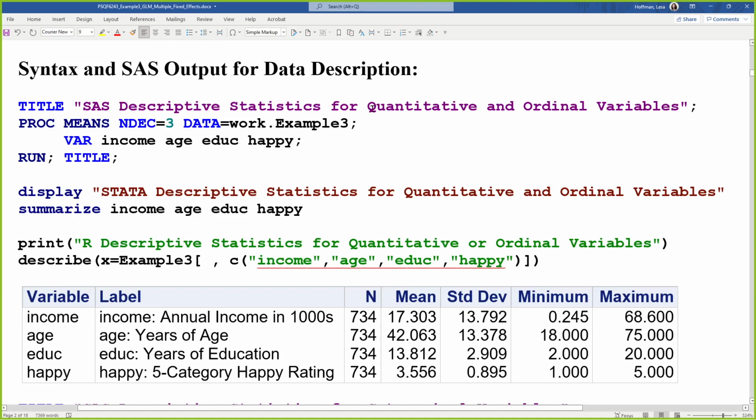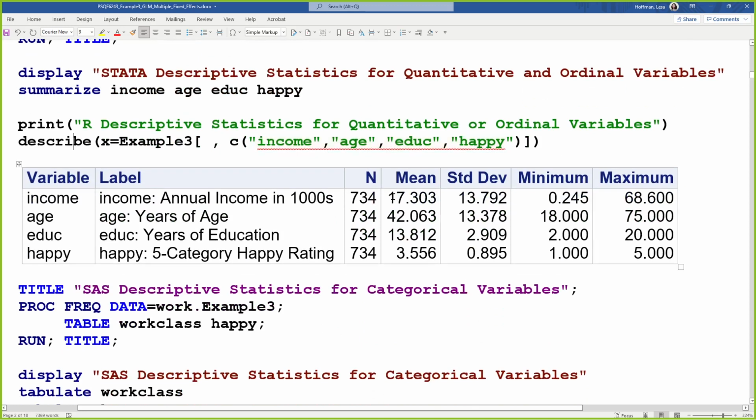If I know that my variables to be summarized univariately are either quantitative or ordinal, and I'm going to pretend they're quantitative, then I can do proc means in SAS, summarize in Stata, and the describe function inside the psych package to get that information. This is what you got a chance to practice on homework 1, just getting basic descriptive statistics for these types of variables. So we have income, there's our mean of 17.3.